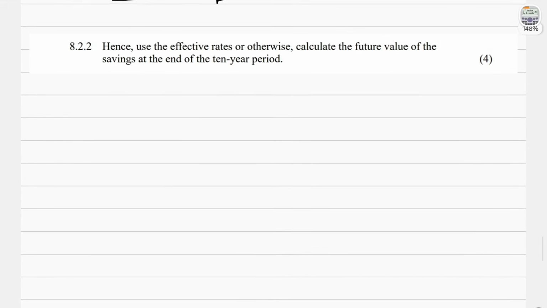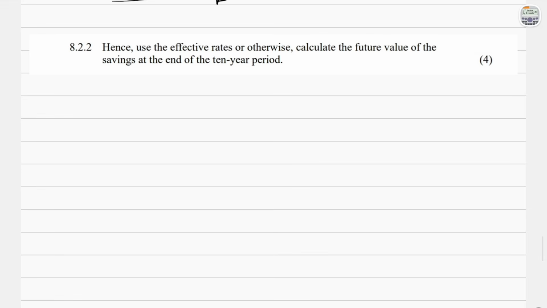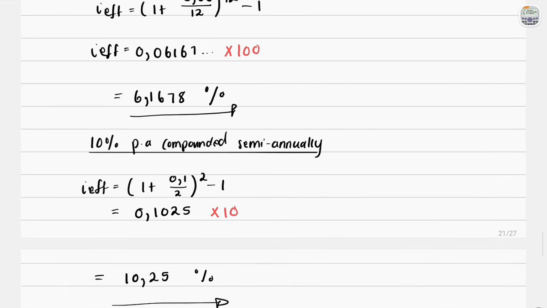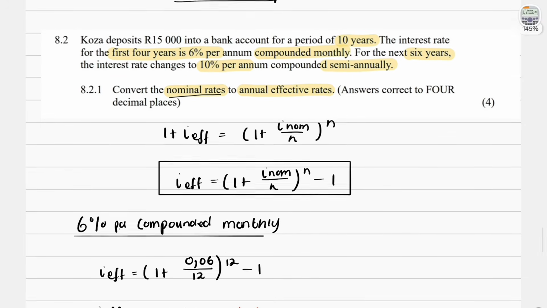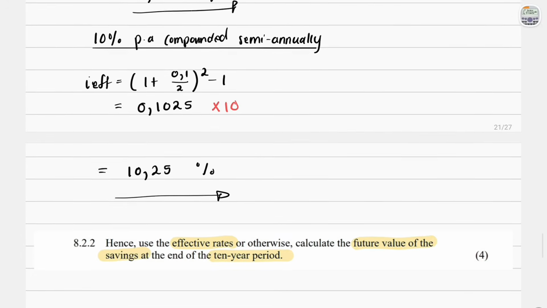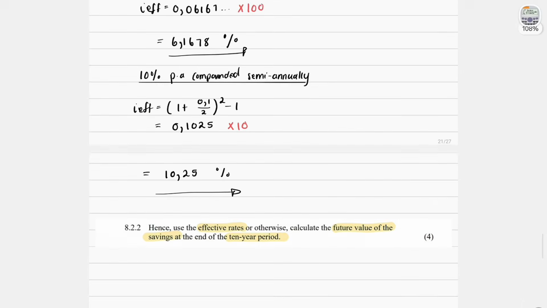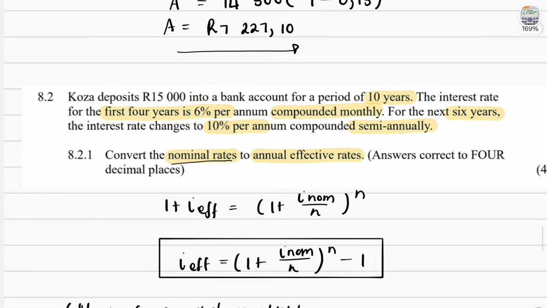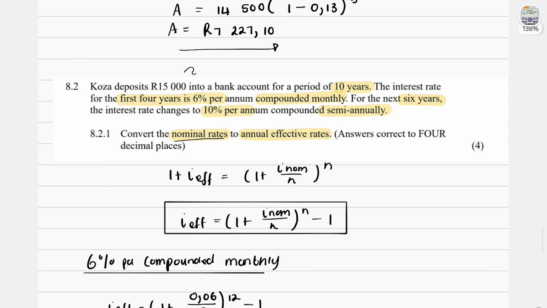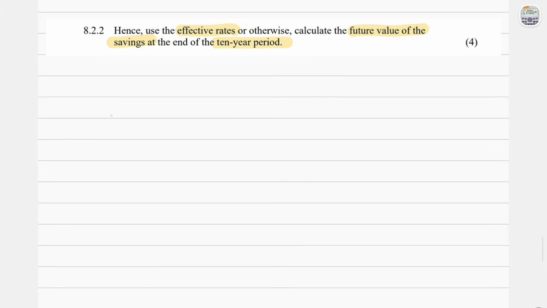Question 8.2.2 says, hence use the effective interest rates or otherwise calculate the future value of the savings at the end of the 10-year period. Okay, that was really nice of them. So now you don't have to consider the compoundings and stuff. They're all just going to be compounded annually. So let's look at our timeline, because this is clearly a timeline question. So 15,000 is deposited first, and then it's deposited for a full 10 years. We'll keep it like this.